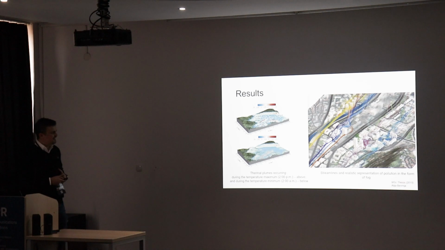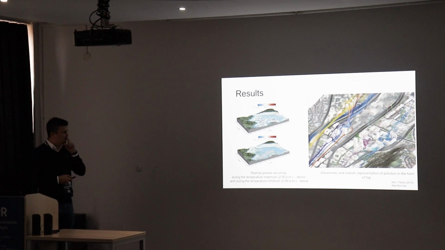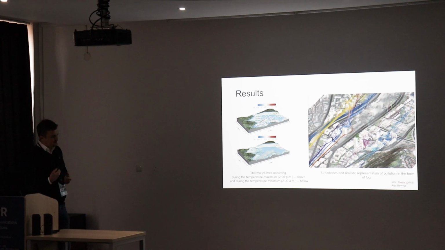And on the right side is also one interesting figure. This was done by my colleague, also for his master thesis, Alija Bevernijev. And this is, for example, streamlines and a realistic representation of pollution. What he included in these simulations is actually also buildings, and he simulated only one segment of the Sarajevo Valley. I think this is the location of Marienpor.